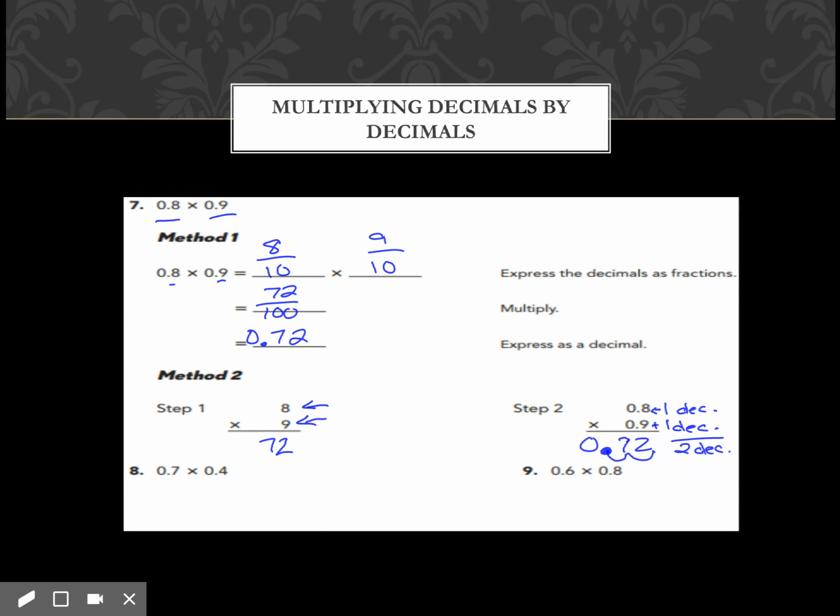for good measure. So number 8, I have 7 tenths times 4 tenths. So I'm just going to do the regular multiplication way. Seven times 4, and I get 28. So in here I have one decimal, and here I have one decimal. So that means I need 2 total. So I'm going to go 1, 2. My answer would be 0.28. Why don't you try number 9, pause, and come back and check your answer.